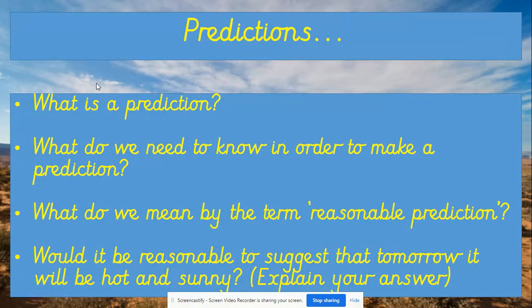So a prediction. And what is a prediction? What do we need to know in order to make a prediction? Well, a prediction is when somebody states what they think might happen next. In any situation, you could predict a football result, or you could predict what you think somebody will do after they've tripped over or once they get home. We need to know certain things in order to make that prediction. We need to know a certain level of information.